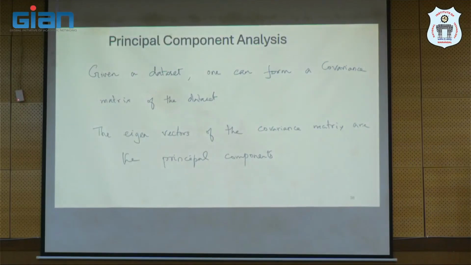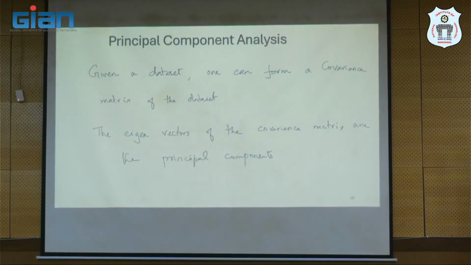Let's say that you have 2 features, right? If the number of features in your feature vector is 2, your covariance matrix order will be 2 cross 2. If you have 3 features, it will be 3 cross 3. If you have 100 features, it will be 100 cross 100. So it will be a square matrix. So that is the covariance matrix.